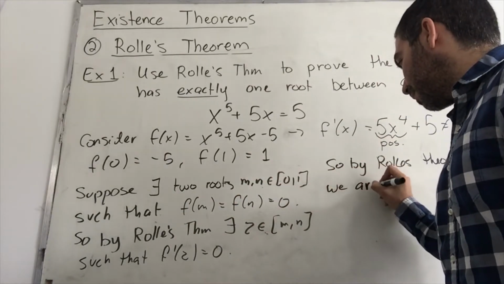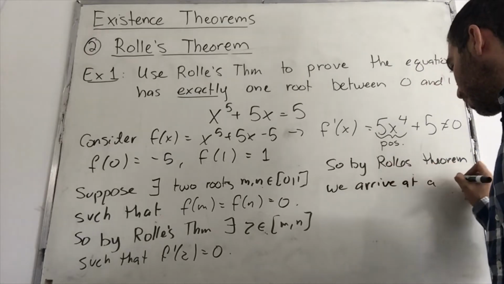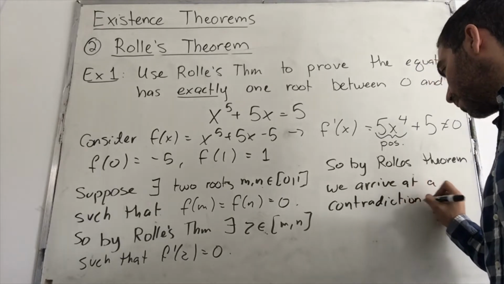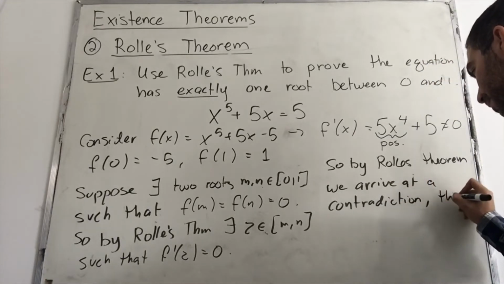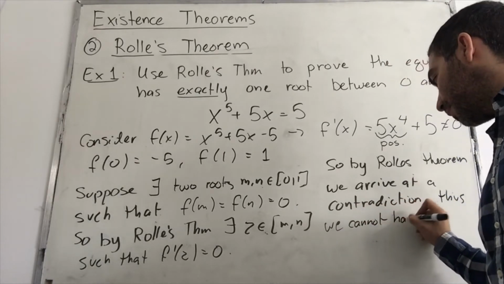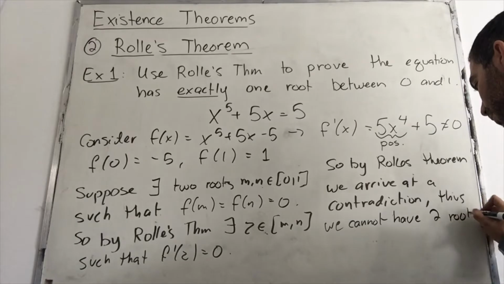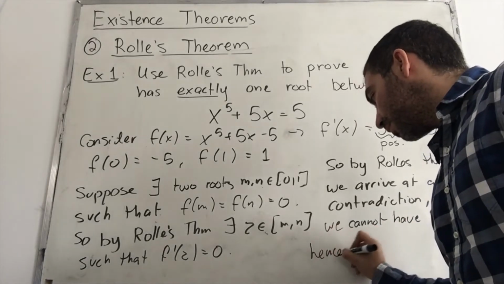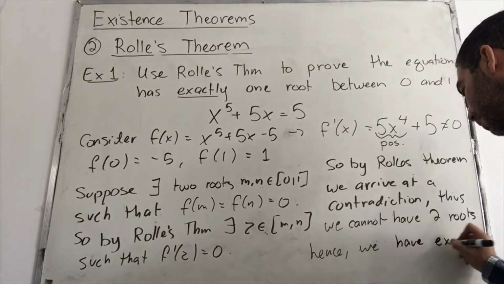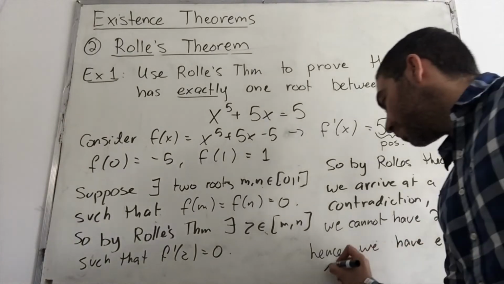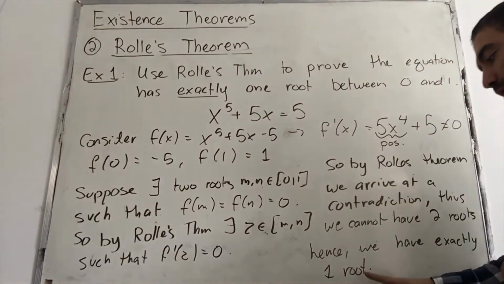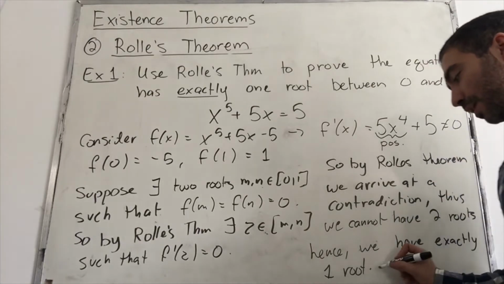We arrive at a contradiction. Therefore, we cannot have two roots. Hence, we have exactly one root, right? If you can't have two roots, you can't have two or more, because you don't have two. So we have to have exactly one root, and we're done.